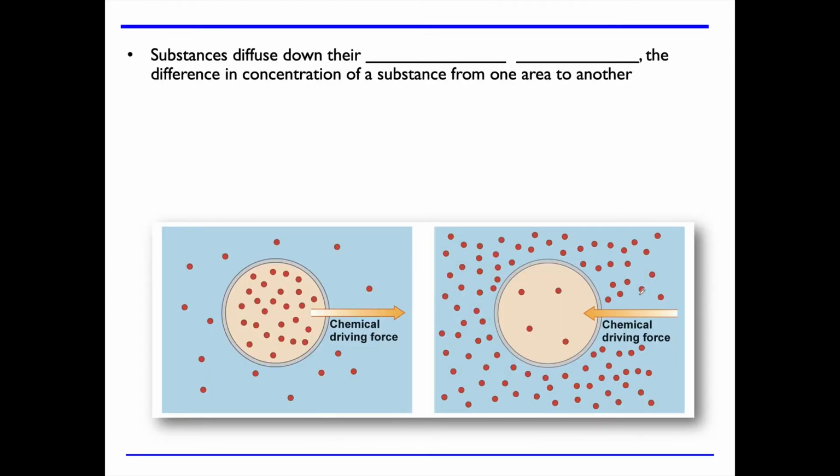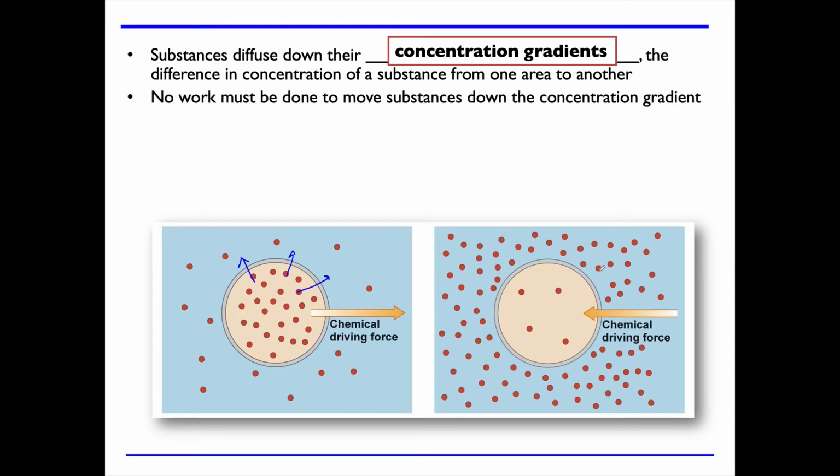So again, with diffusion, substances diffuse down what we call the concentration gradients, which is the difference in concentration of a substance from one area to another. So if this is a cell right here, clearly there's more red substances in this one. And those molecules, just due to random nature, are going to be finding their way out to eventually reach an equilibrium with the outside. This one over here is the reverse of that. There's a lot more particles on the outside than the inside. So a chemical driving force, which is ultimately diffusion, is going to eventually bring those red particles in until they reach an equilibrium point as well.